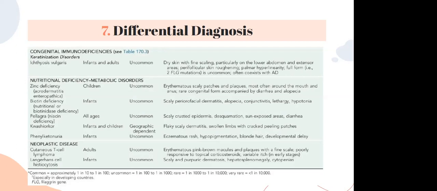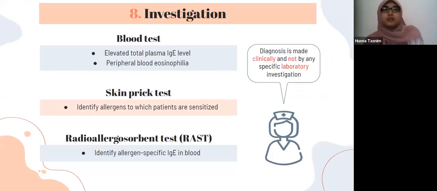Okay, continue, Husna. Okay, thank you, Doctor. For investigation, first and foremost, we do not diagnose eczema based on laboratory investigations. This is mainly based on the history and the clinical features of the disease. But there are certain tests that we can do to support our diagnosis. For example, we do the blood test because 80% of patients have elevated IgE and peripheral blood eosinophilia, even though this is not specific.